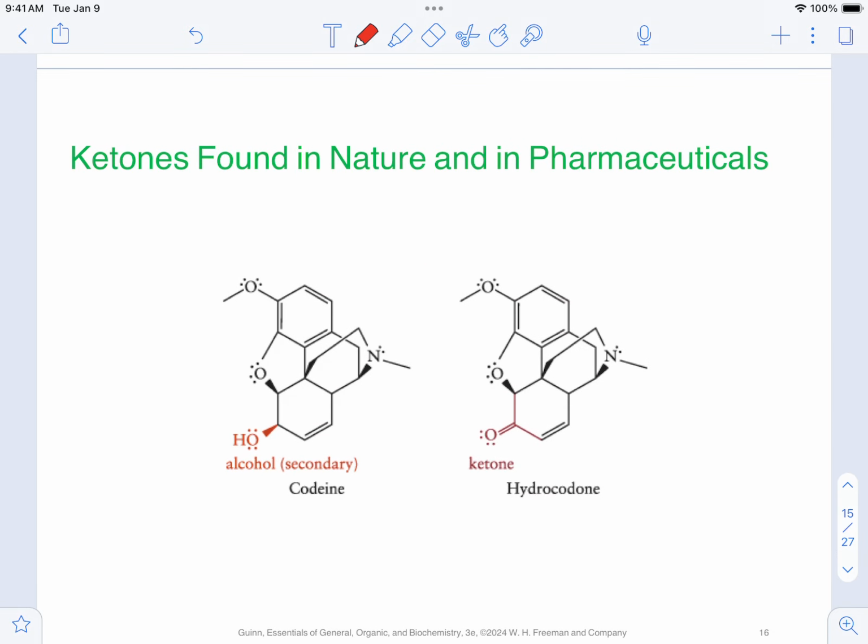Here are ketones found in nature and in pharmaceuticals. So you have codeine and hydrocodone. You have opiates here, painkillers. You'll notice you do have alcohols. Here's an alcohol in codeine. And here, if you change codeine over to hydrocodone, this is where it becomes a ketone here. You have an O double bond to your carbon and your two R groups here. Notice here you have your OH. So that's why that one is not a ketone. That's your alcohol.